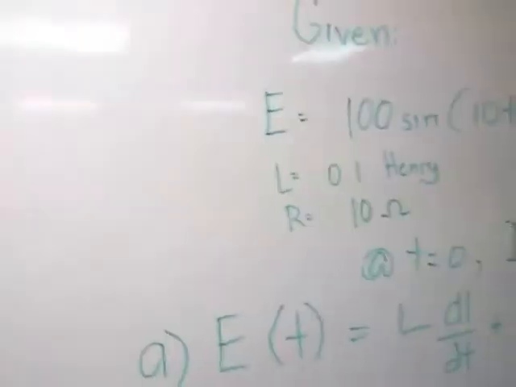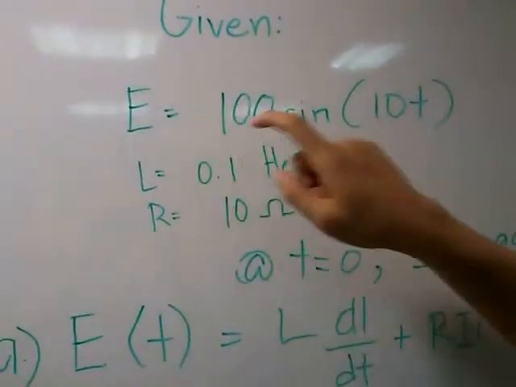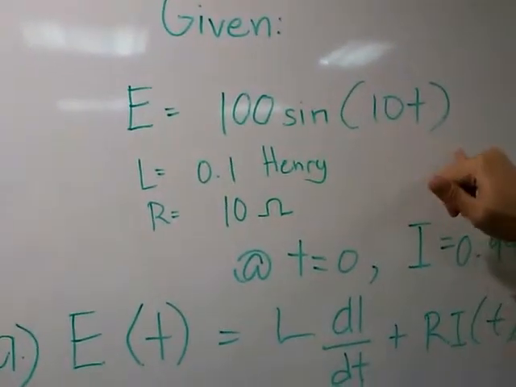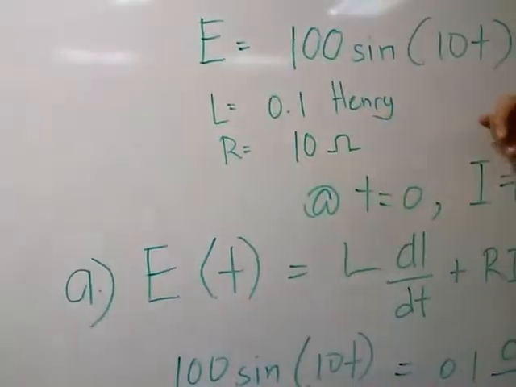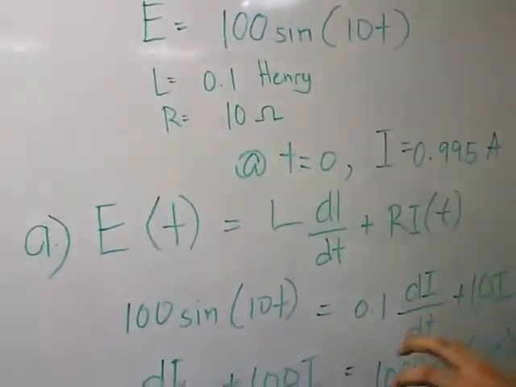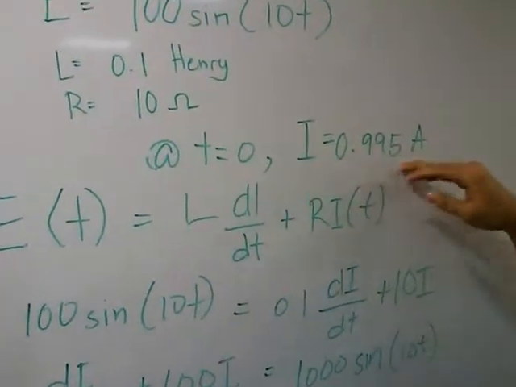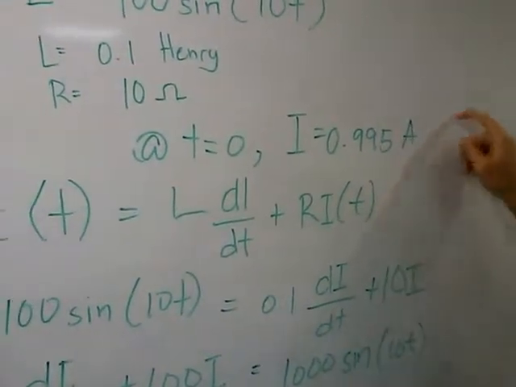Okay, so let's start with the given. In the problem, it said that there was an electromotive force of E with the value of 100 sine 10t. Also, there was a coil that had a 0.1 Henry inductance and a 10 ohm resistance. From the problem, it said that at time 0, there was a current of 0.995 amperes. So we're done with the given.